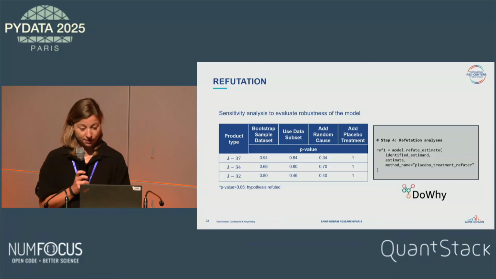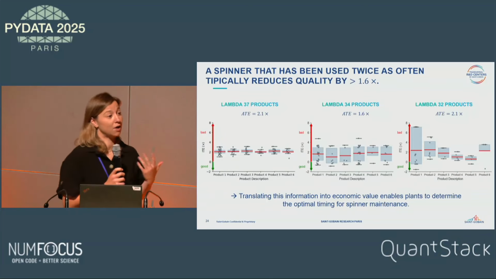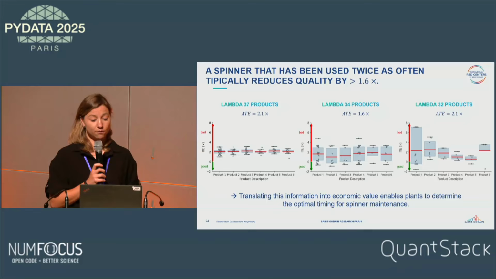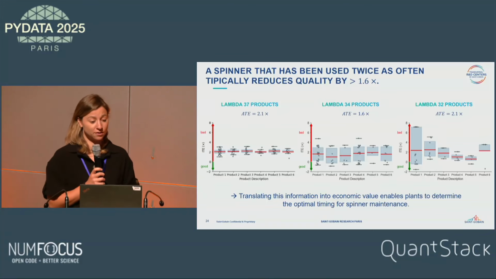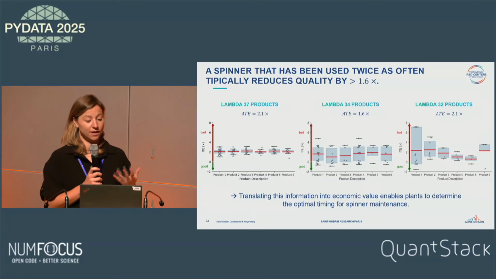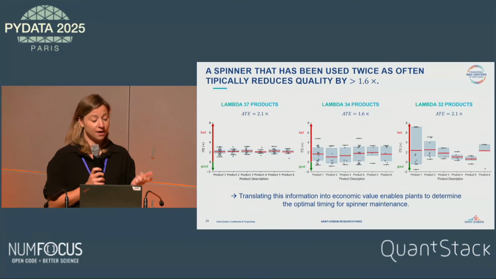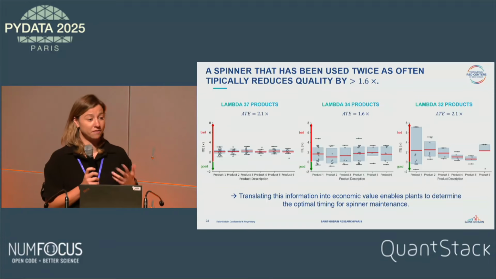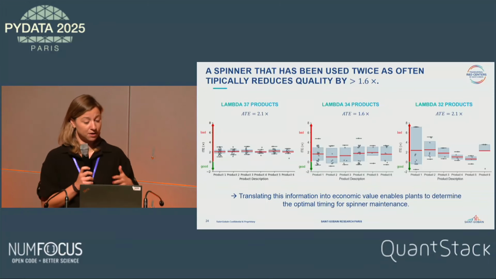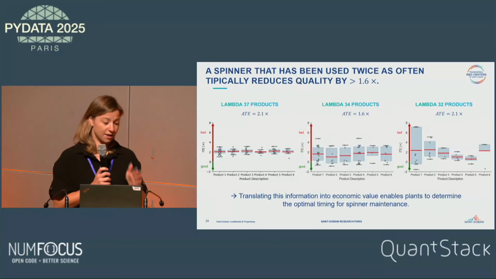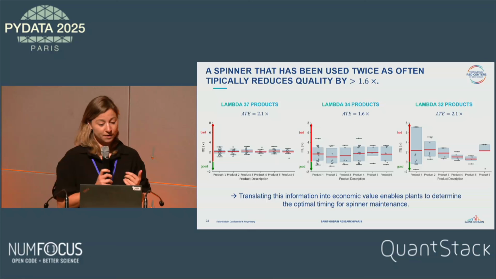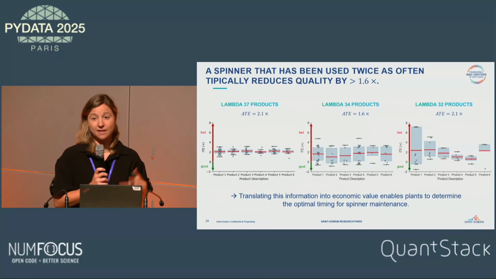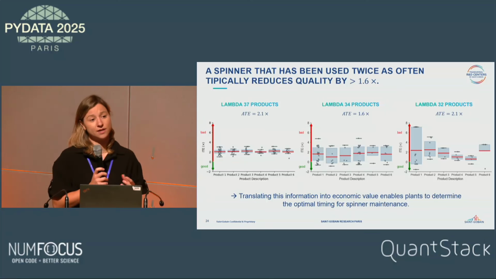So now we go back to the plant and we say, okay, we found something. We found, for example, that on average for all the products, a spinner that has been used twice as often typically reduced quality by a factor of 1.6. Because here, if the quality on the axis is higher, it means the quality decreases. And we can be very specific. And it's not just a correlation as in machine learning, but here there is really a causality link.